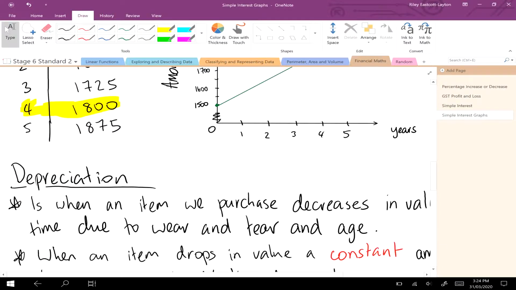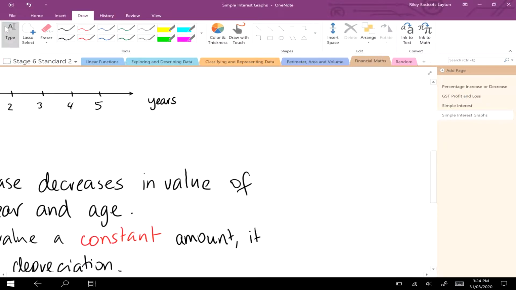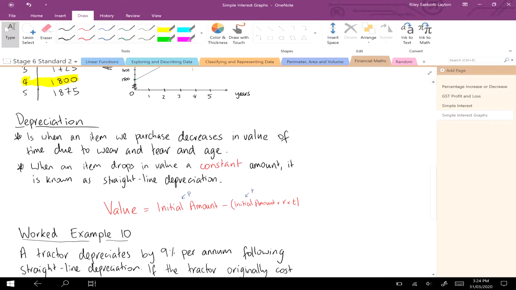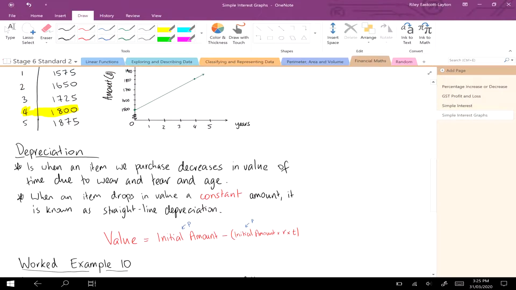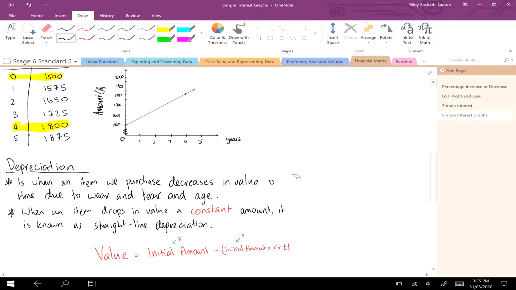Now, next thing I wanted to talk about is depreciation. I've written this out already, so we'll just talk about it very quickly. Depreciation is when an item that we purchase decreases in value over time due to wear and tear and age. And when an item drops in value by a constant amount, it is known as straight line depreciation, because that's what our graph looks like, a straight line.